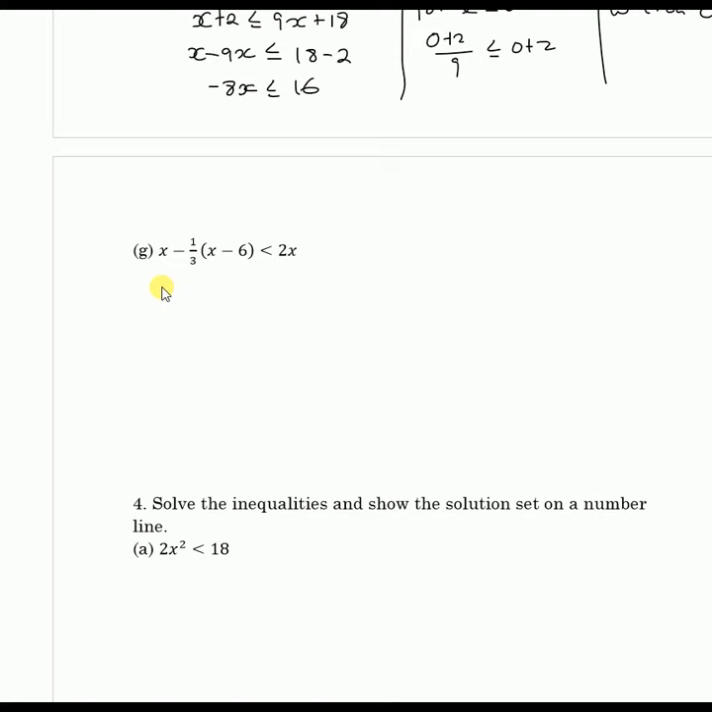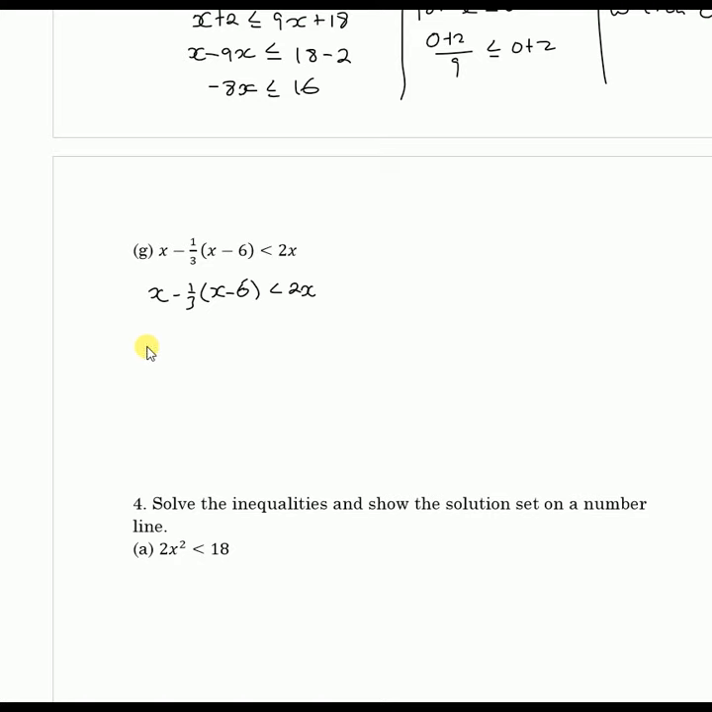Then we have part G. Part G is, let me rewrite it, x minus 1 over 3 into (x minus 6) less than 2x. What we are going to do, we shall multiply through by 3 because it is only that 3 which is out there. Multiply every term of the expression by 3.